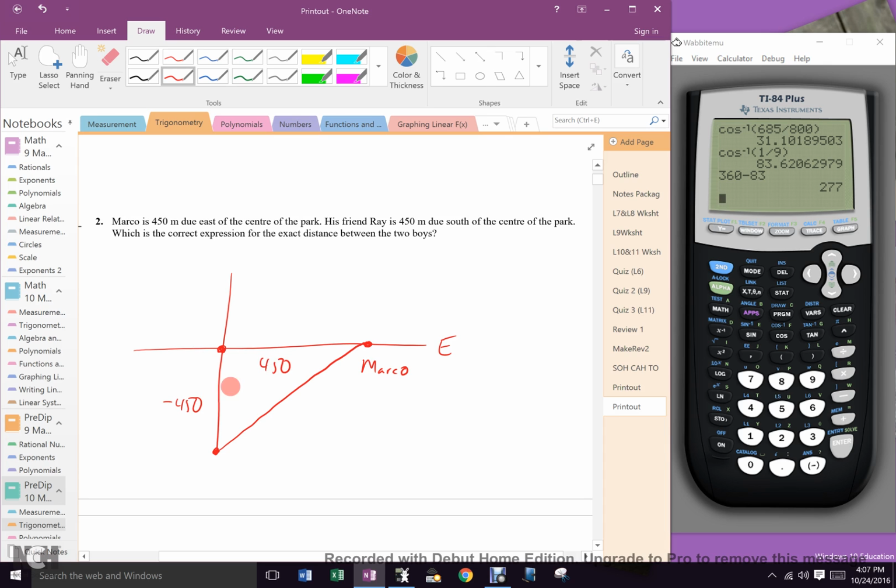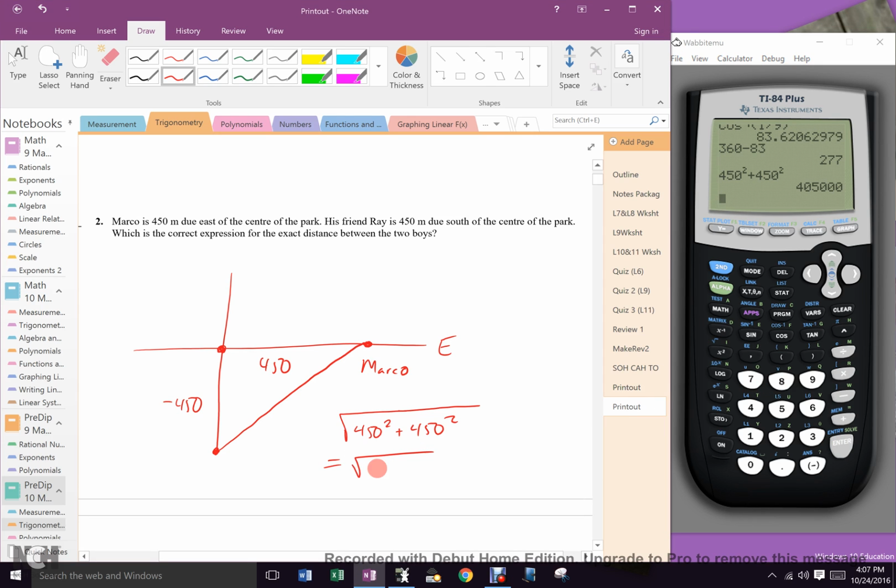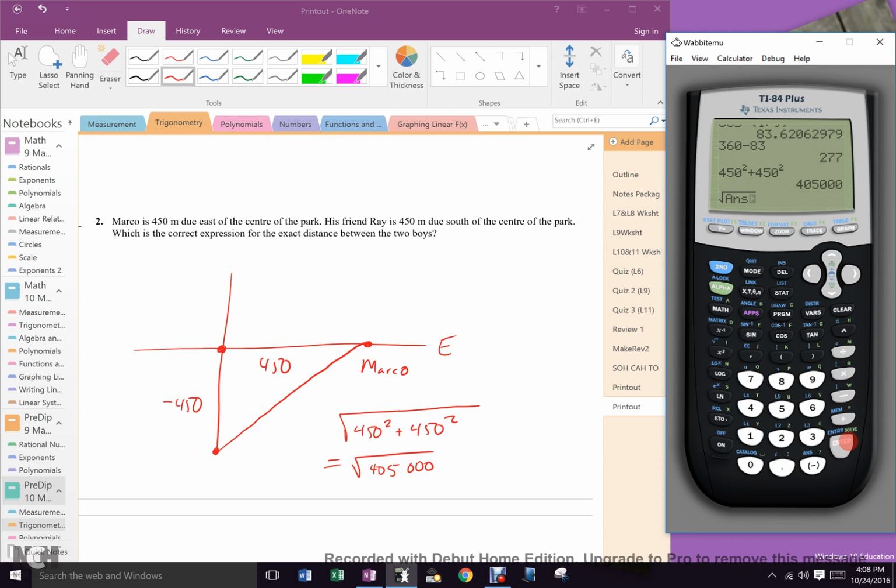Now, you guys know these are the same, so the correct expression for the distance between the two boys is the square root of 450 squared plus 450 squared. So that would be fine. Or whatever you want. You could also say it's the square root of 405,000. And you're not going to get a square root of 405,000, I don't imagine. So that's all we needed.